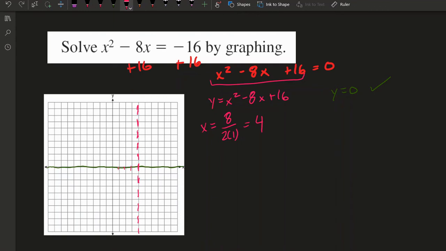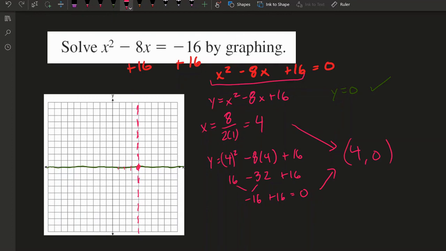Plugging it in to find the vertex, I would get y equals 4 squared minus 8 times 4 plus 16. So that would be 16 minus 32 plus 16. Well, 16 minus 32 is -16 plus 16 is 0, which means that my vertex is 4, 0, right here. And now I'm going to go ahead and graph the parent graph on top of it, which seems a little bit unnecessary because I can already see the intersection.